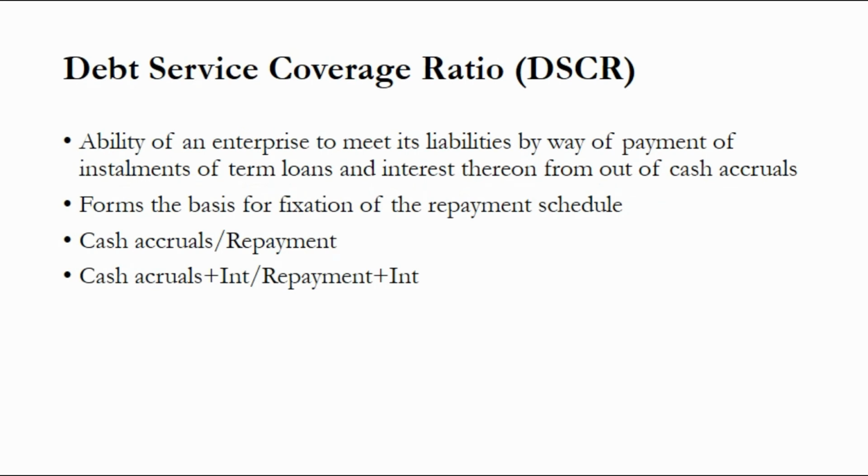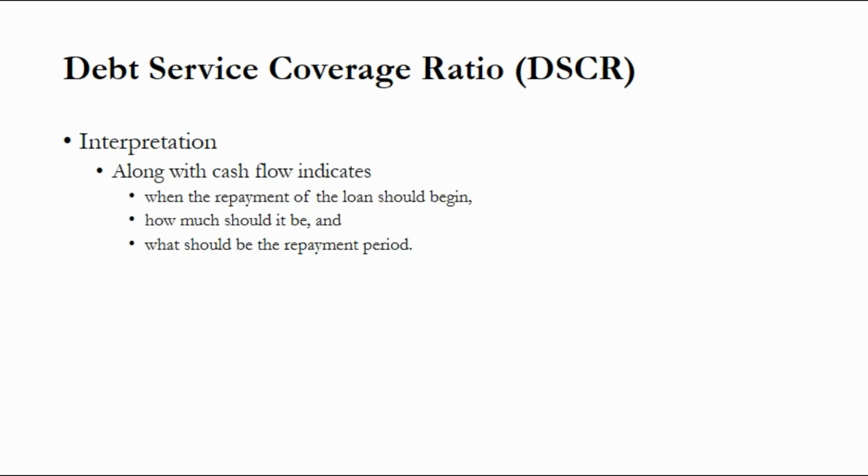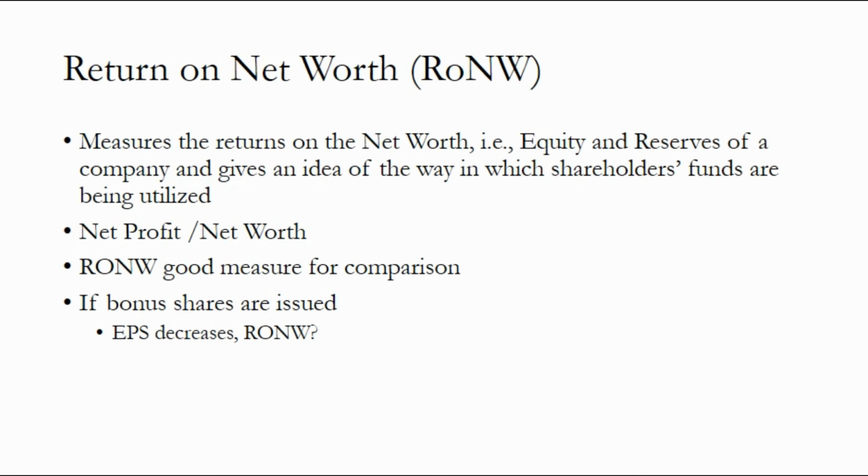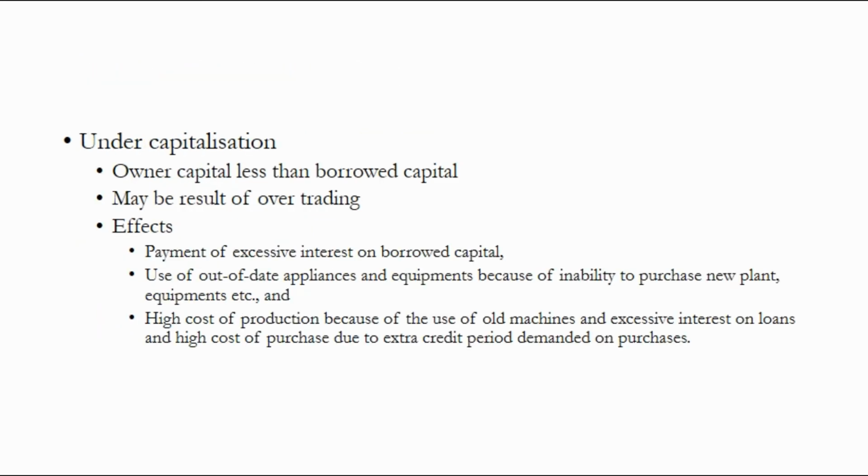Debt service coverage ratio, DSCR, is the ability of an enterprise to meet its liabilities by way of payment of installments of term loans and interest thereon from the cash accruals. It forms the basis of fixation of the repayment schedule. So what is the interpretation? Along with cash flow, it indicates when the repayment of the loan should begin, how much it should be, and what the repayment period should be. Return on net worth, some scenarios.